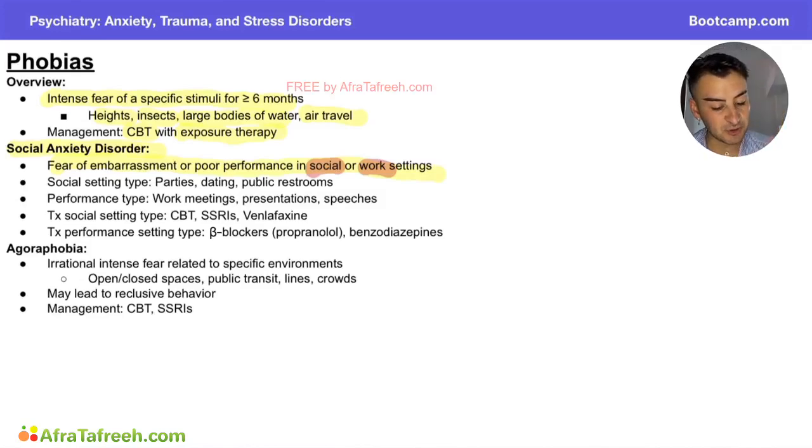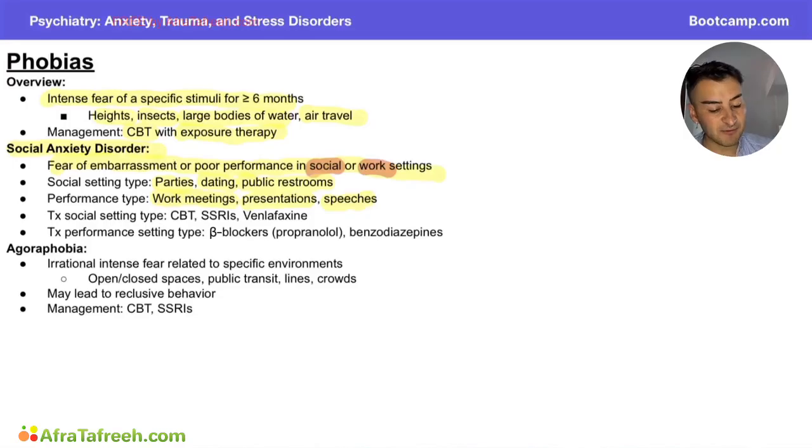In terms of our social setting type, we're thinking parties, dating, public restrooms. Those are three classic examples. Those are more like socially oriented spheres, and so those patients are going to have the social type of this anxiety disorder. Whereas the performance type is going to involve work meetings, presentations, and speeches. So definitely a much more professional environment is where these people have a performance type of social anxiety.